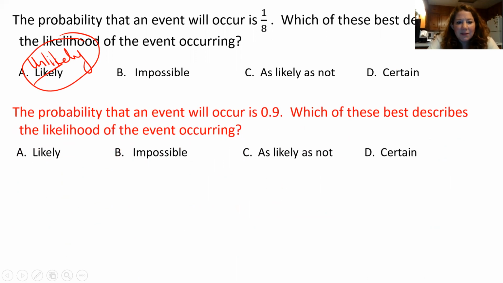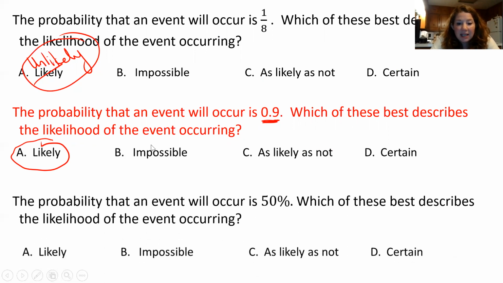The probability that an event will occur is 0.9. Wow, that's really close to 1 or 100%, right? 0.9 is really close to 1. So which of these best describes the likelihood of the event occurring? It's not certain, but it's definitely likely because that's really close to the number 1 whole. All right. The probability that an event will occur is 50%. Which of these best describes the likelihood of the event occurring? Well, 50% is always going to be as likely as not.